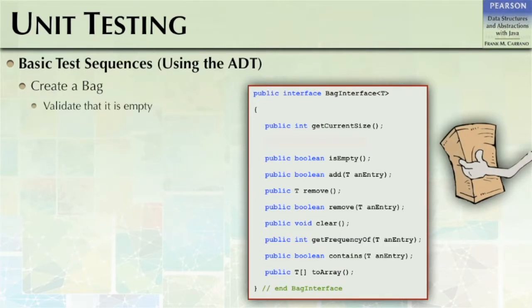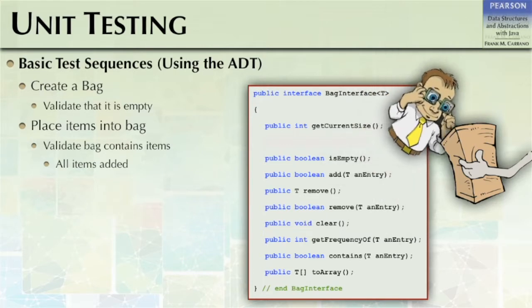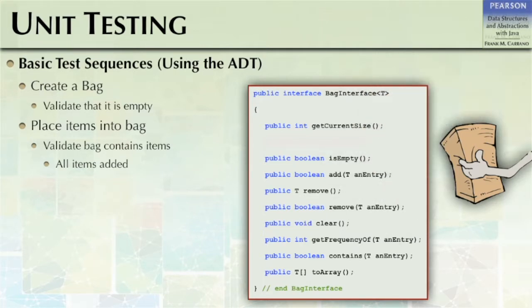To start, we need to create an instance of a bag to test. A newly created bag should be empty, so we need to check that. Next, we can add items to the bag and validate that the bag has all of the items added, and also check that each specific item is in the bag. If the items we added were added successfully, we can remove random items and then specific items from the bag.